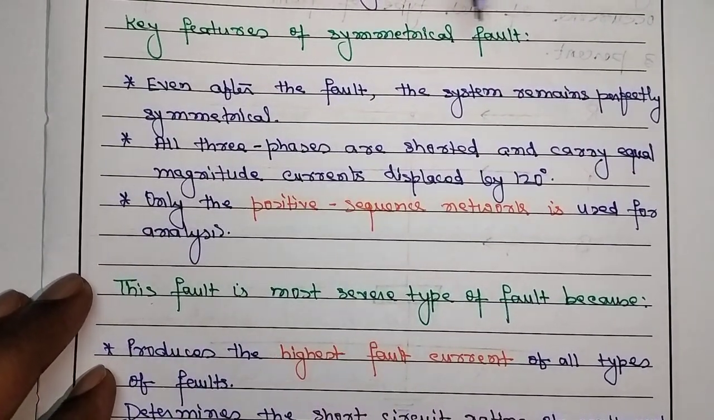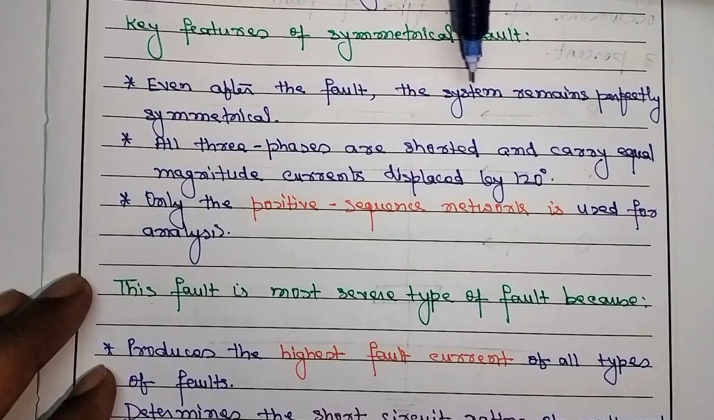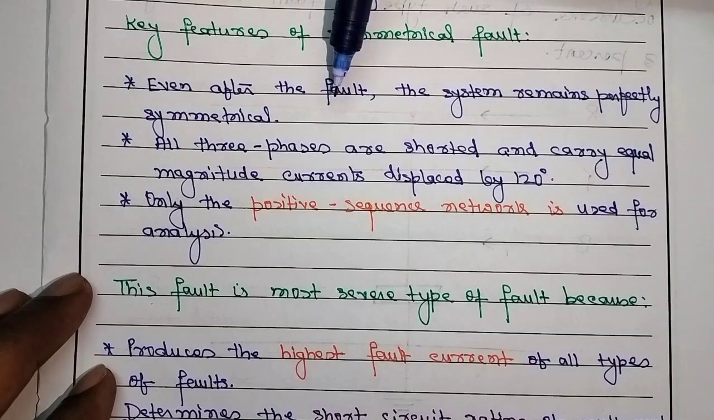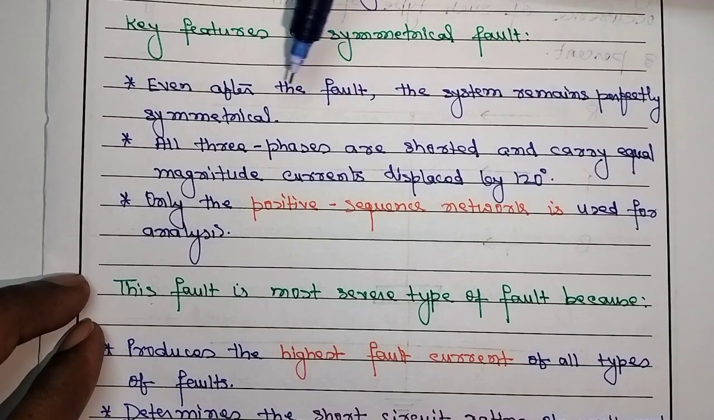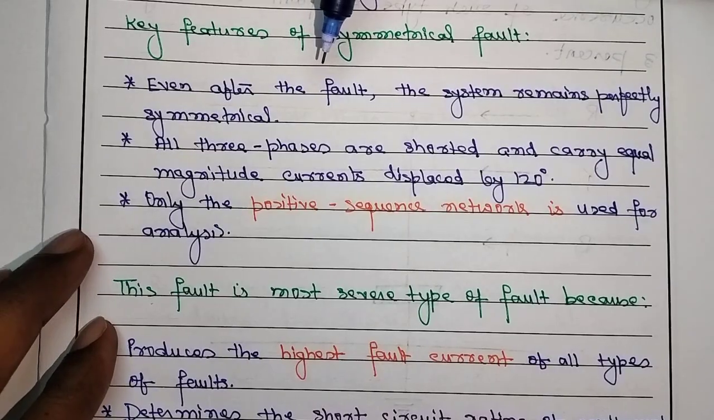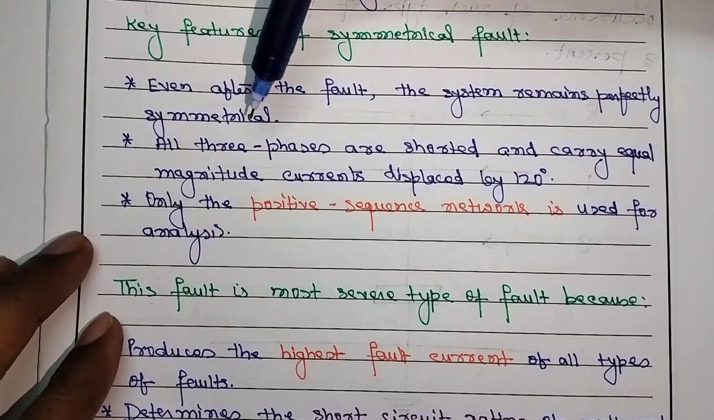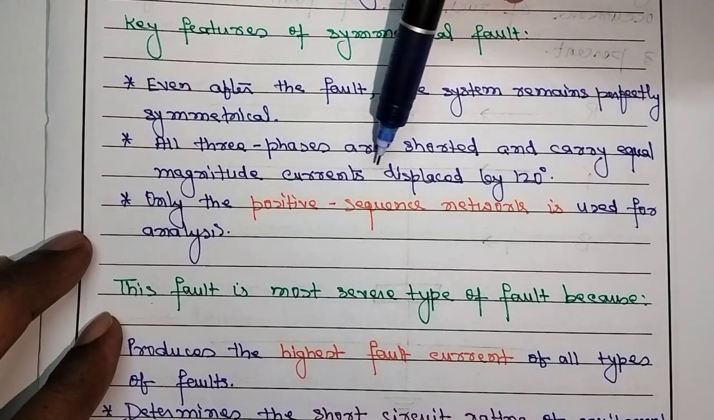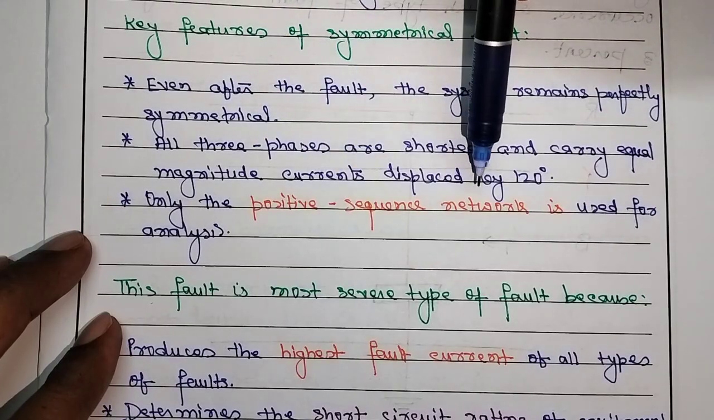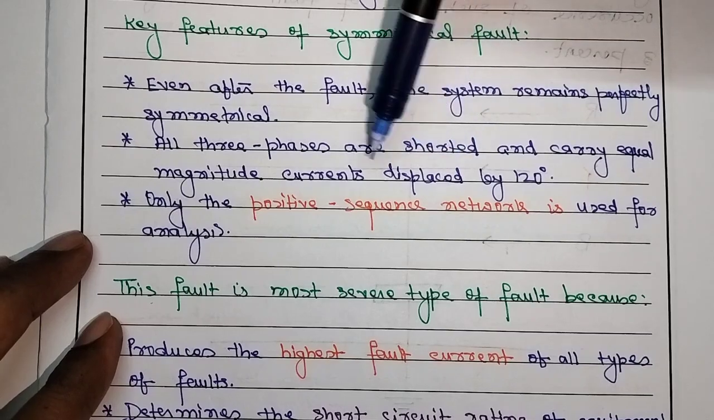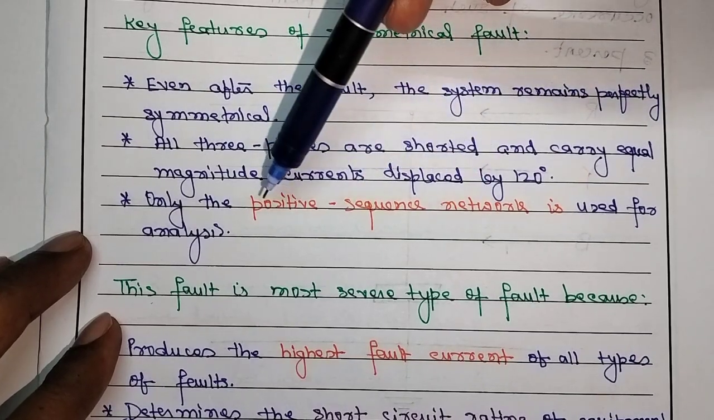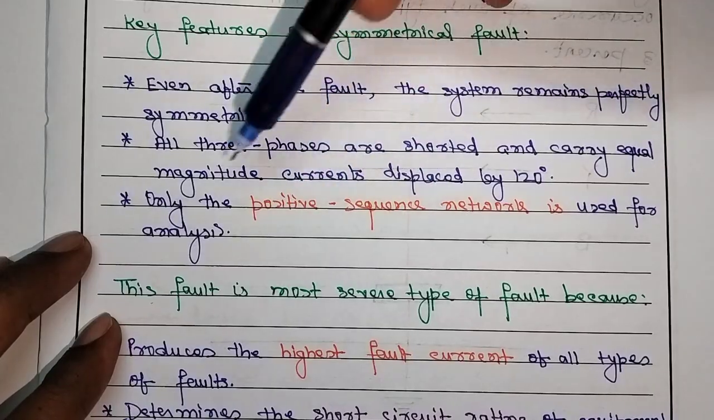Key features of the symmetrical fault: even after the fault the system remains perfectly symmetrical. I already told you that whenever the fault occurs, the system remains balanced in nature. All the three phases are shorted and carry equal magnitude current displaced by 120 degrees. Only the positive sequence network is used for the analysis of such type of faults.